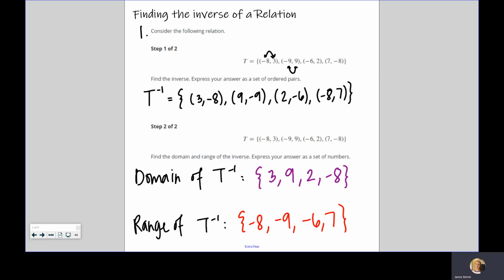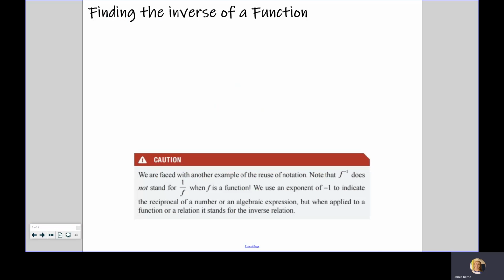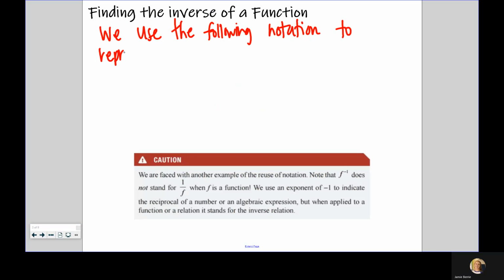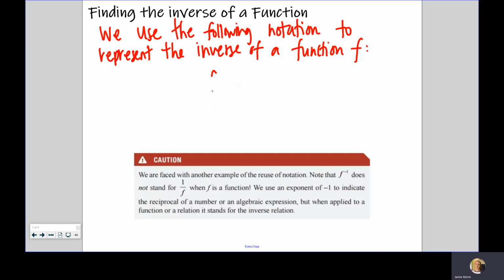But let's talk about specifically what this section is about, which is finding the inverse of a function. So just to remind you, we use the following notation to represent the inverse of a function f. It's f and then a -1 in the exponent.